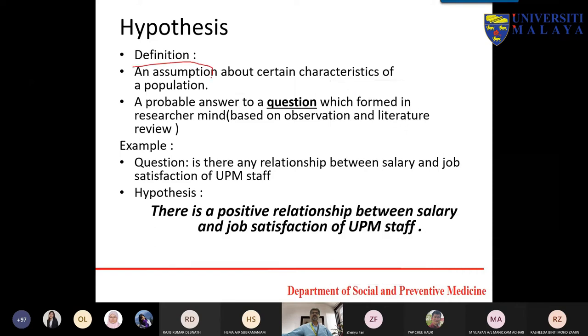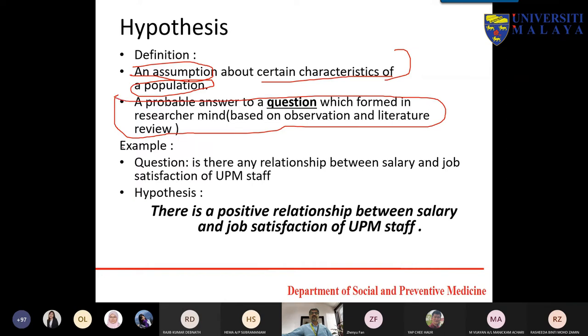The hypothesis is an assumption about certain characteristics of a population in a statistic. This is a bit of an unclear definition. This is my definition. I found this definition in a grade 4 book in primary school. It's very simple. I remember when I wanted to teach research methodology for the first time, long time ago, I was looking for a definition of the hypothesis. And surprisingly and accidentally, I found this definition in my son's book: a probable answer to a question is called a hypothesis.